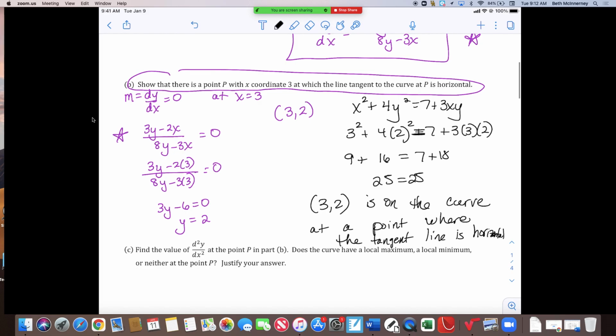Okay, so we've just shown that (3, 2) is on the curve at a point where the tangent line is horizontal.